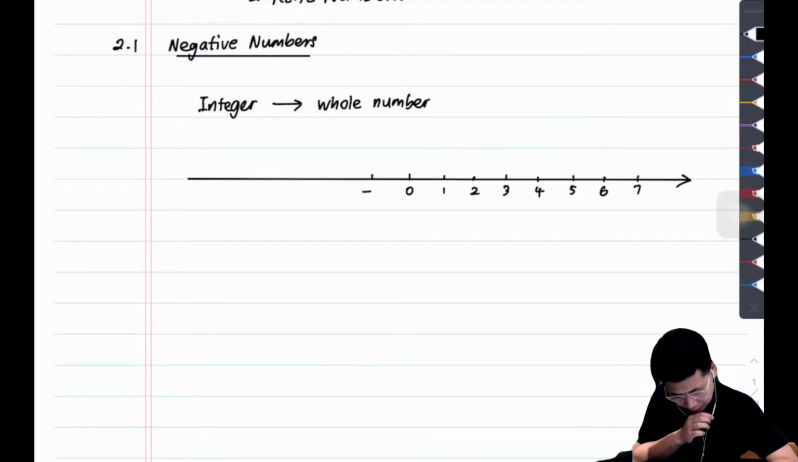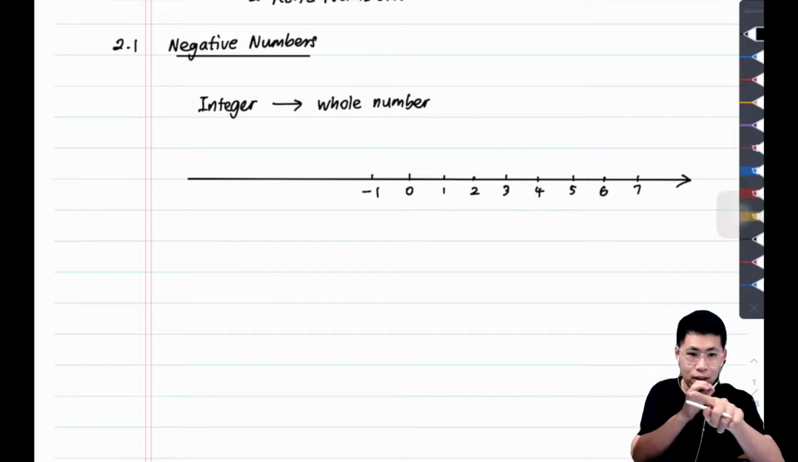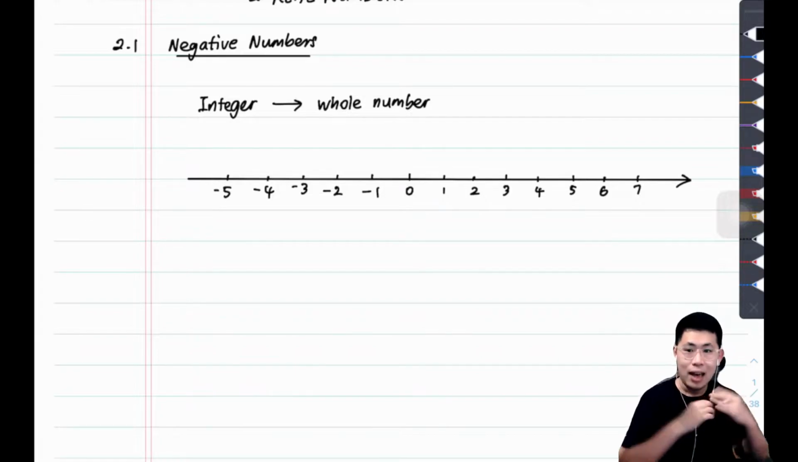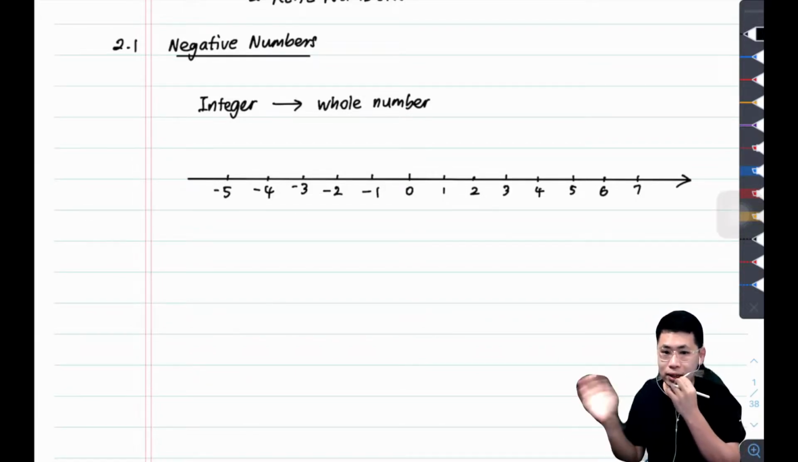Like this, negative 1. So in front there is this thing called minus 1. Then we have negative 2. You can see? Next one, there is a negative 3 with a minus sign in front. We have a negative 4 with also a minus sign in front. Last but not least, we have a negative 5, and so on and so forth. It goes on forever and ever.